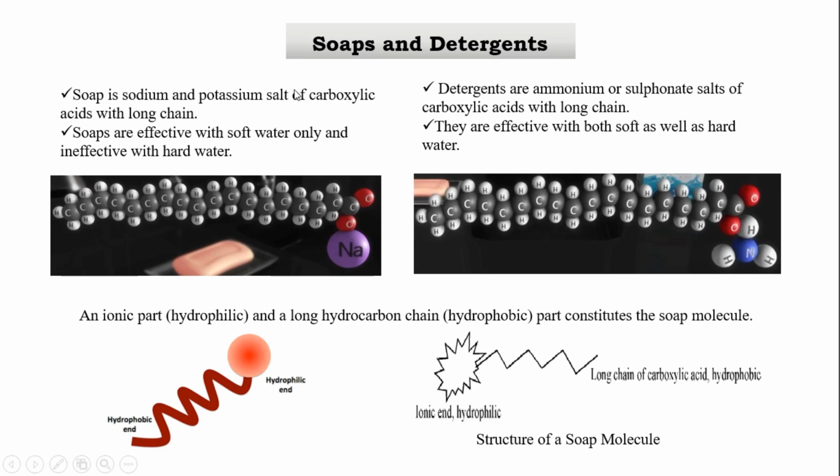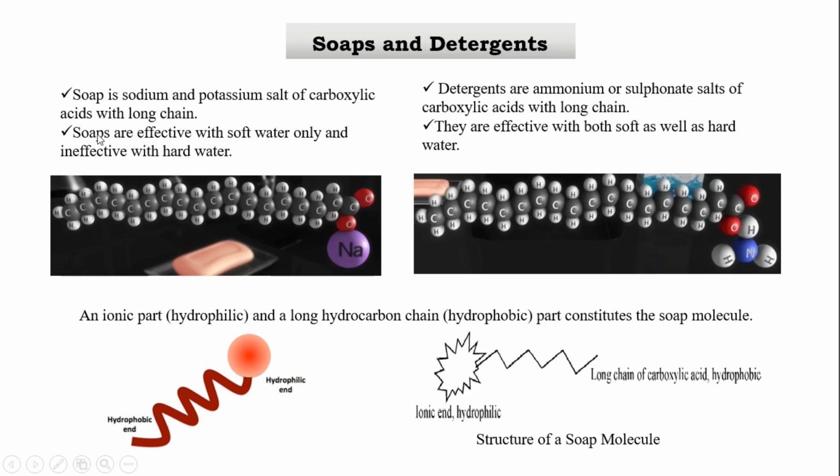Now we have seen in previous slides what saponification is, and there we were getting the sodium salt of carboxylic acid. So this is roughly the same idea. Soap is the sodium or potassium salt of carboxylic acids with a long chain, but detergents are ammonium or sulfonate salts of carboxylic acids with a long chain. So this is the first difference. Soap is a sodium or potassium salt, whereas detergents are ammonium or sulfonate salts.